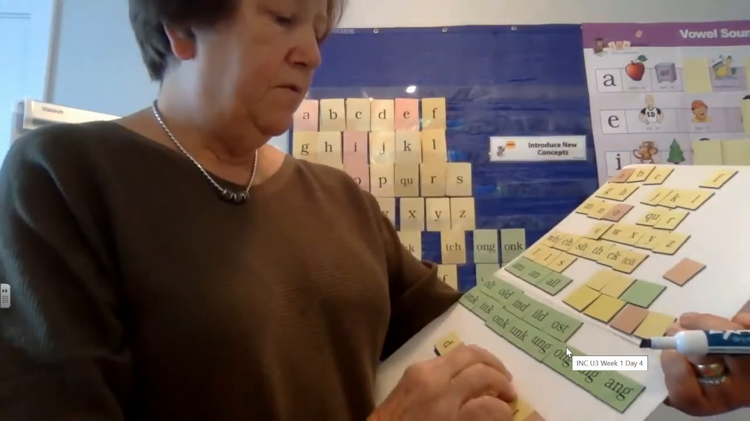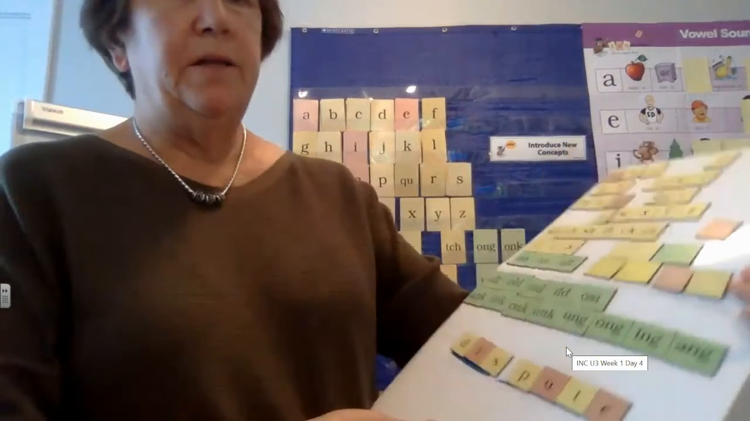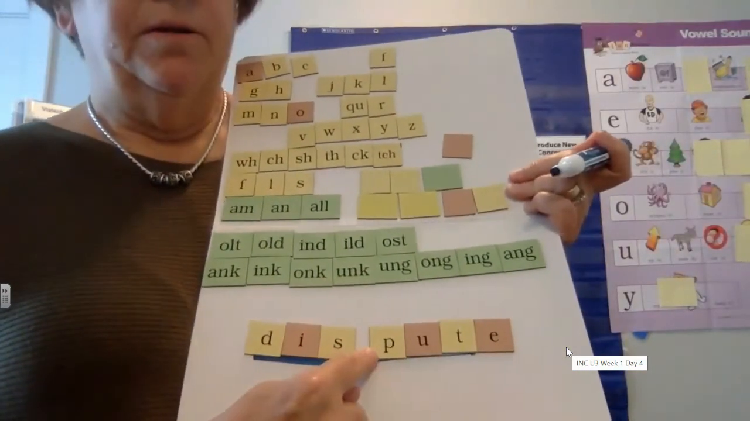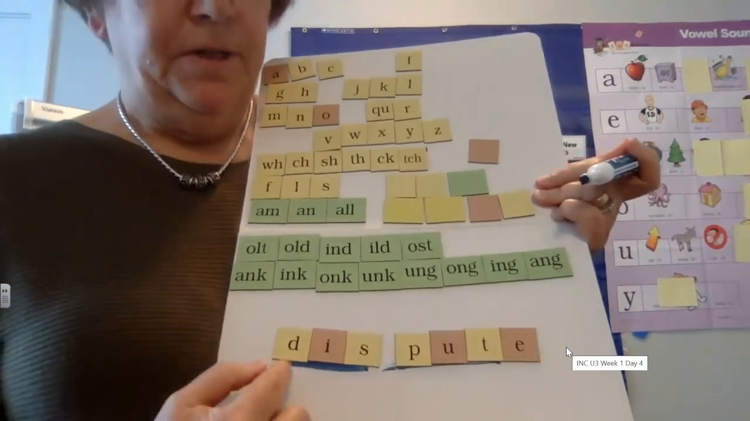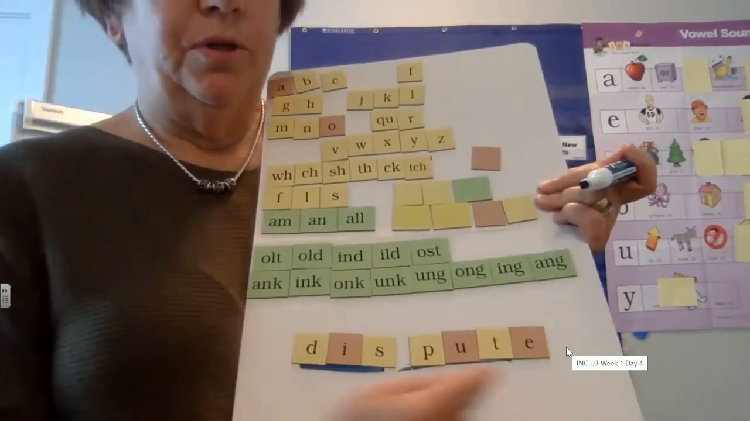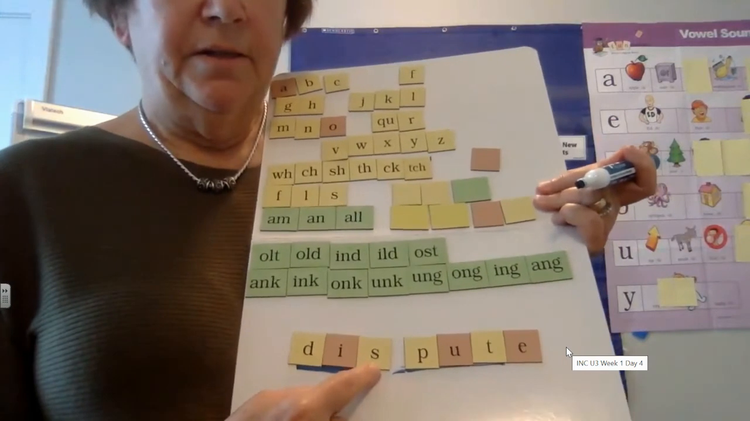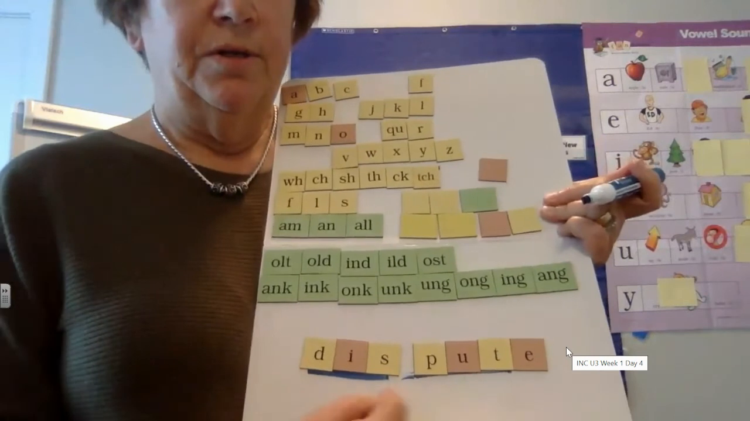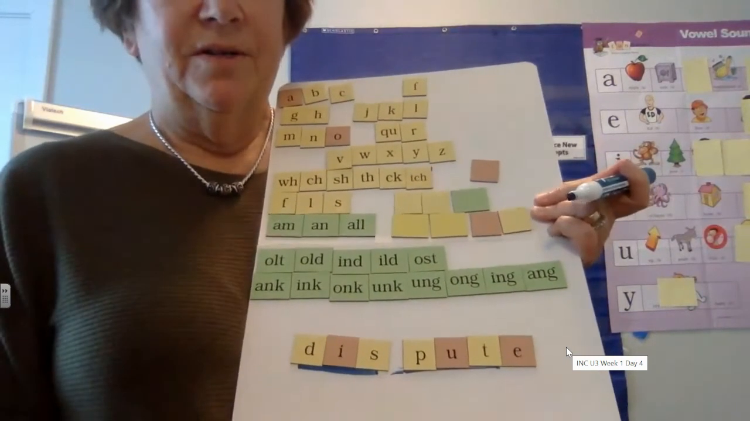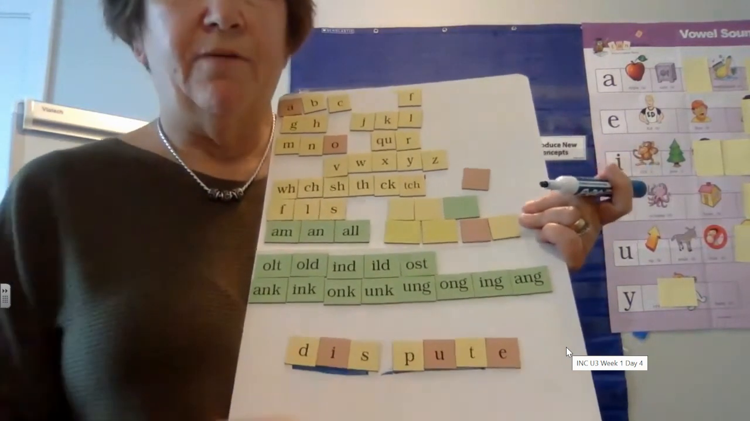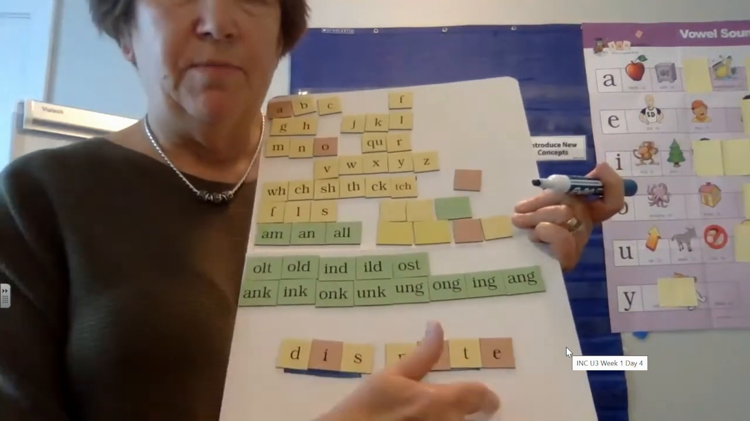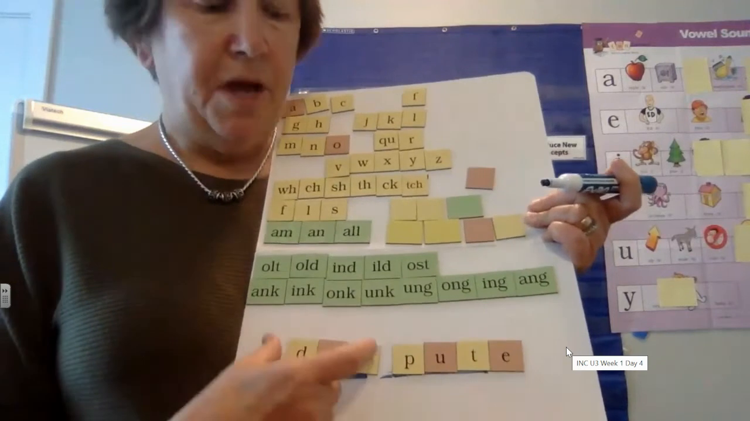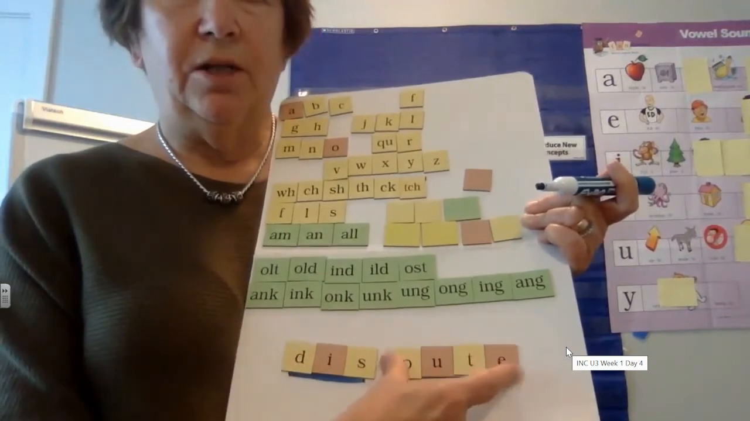Remember, if you ever run out of the letters, you can always put a blank in there. All right. P-U-T-E. Dispute. D-I-S-P-U-T-E. What's the word? Dispute. Great job. So remember, when we have multi-syllable words, we're going to break them down into lines for each syllable. That way we can spell syllable by syllable.